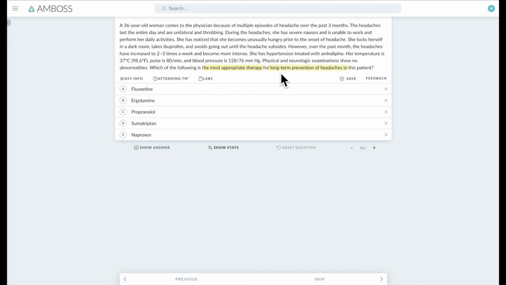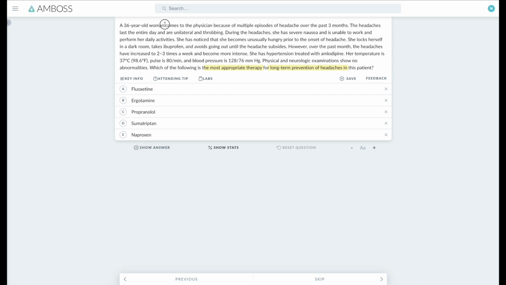So this is a pharmacology question. Then I move on one sentence behind: physical neuro exam shows no abnormalities, and I move on another sentence behind and I see normal vitals. And so he's asking about treatment for headache, but I don't know what type of headache she has.